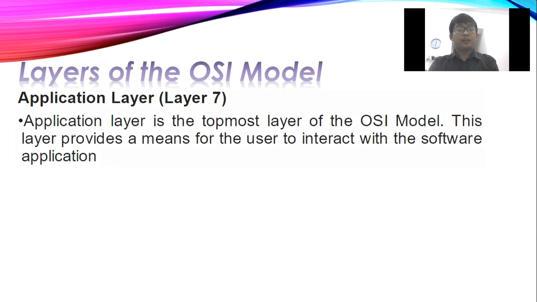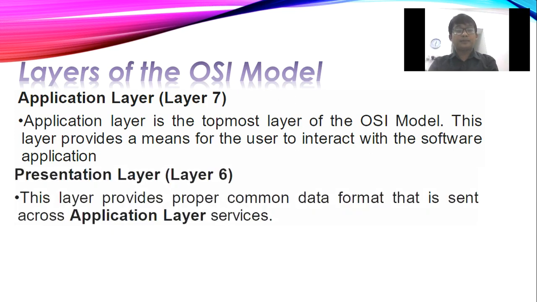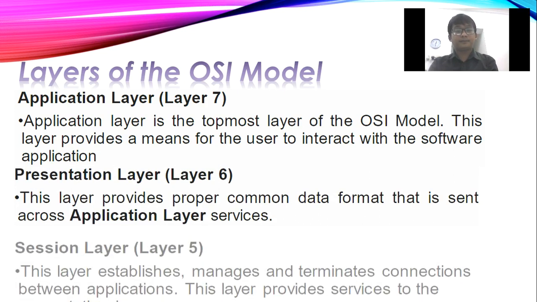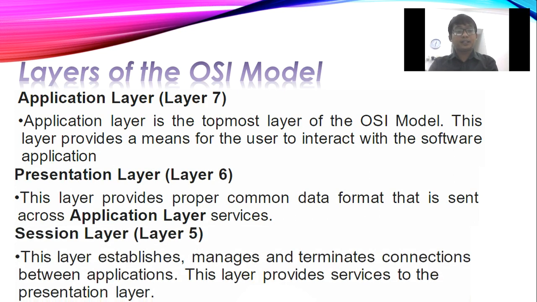So the application layer, or the seventh layer of our OSI model, is the topmost layer of the OSI model. This layer provides a means for the user to interact with the software application. The sixth layer, the presentation layer, provides a proper common data format that is sent across application layer services. The fifth layer, or the session layer, establishes, manages, and terminates connections between applications. This layer provides services to the presentation layer.